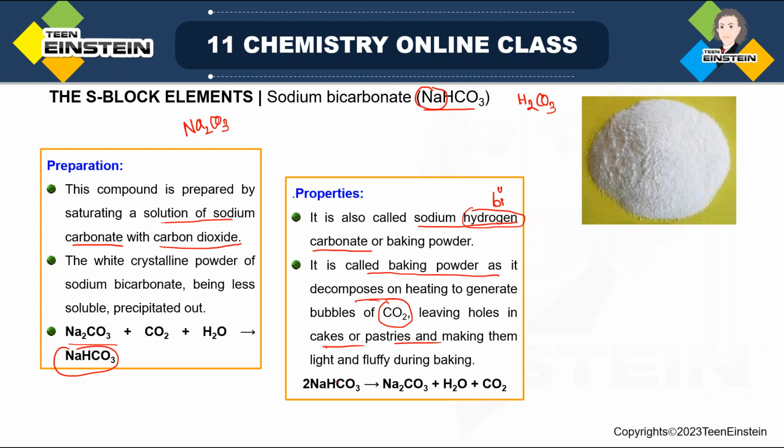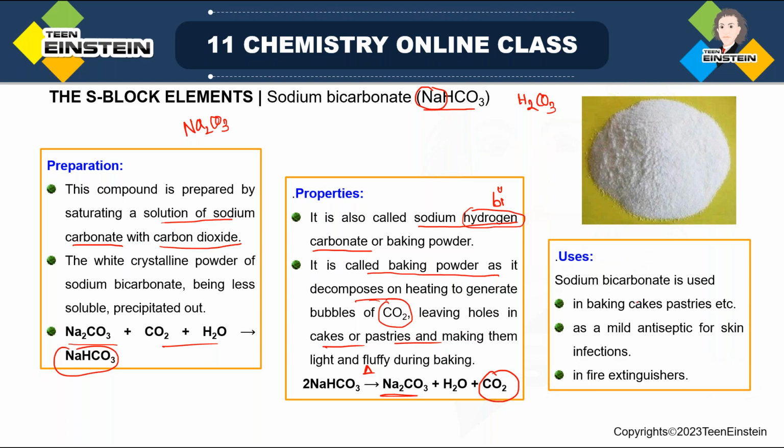As you can see, it is basically the decomposition of NaHCO3. In the presence of heat, it is decomposed to Na2CO3. See, it is basically the reverse of this reaction, isn't it? When you made it, you took Na2CO3, CO2 and H2O and got NaHCO3, but if you do the reverse reaction, now you are heating it, and you are getting back Na2CO3, H2O and CO2. So this CO2 is basically responsible for these holes generated in the cakes and pastries.